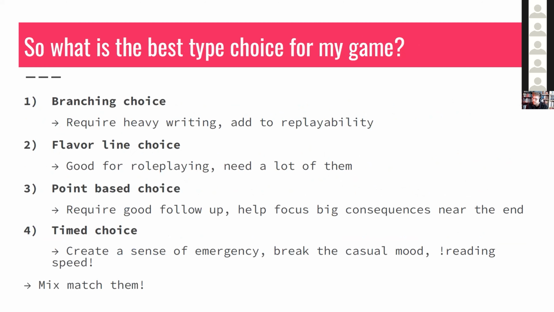And now, what is the best type of choice for my game? Well, of course, it depends on the type of game you want. If you want a dark grim story, great choices are the way to go. If you want a casual, cute life story, flavor lines are actually a very good way to go. So I'm just going to go over the pros and cons of each type of choice.